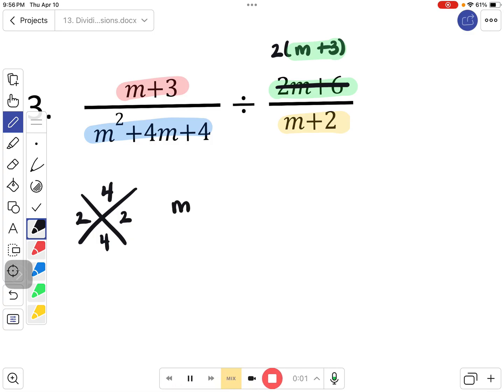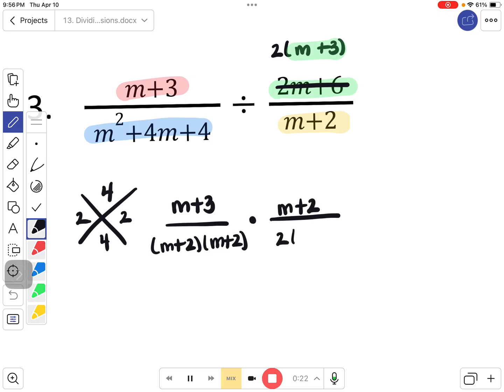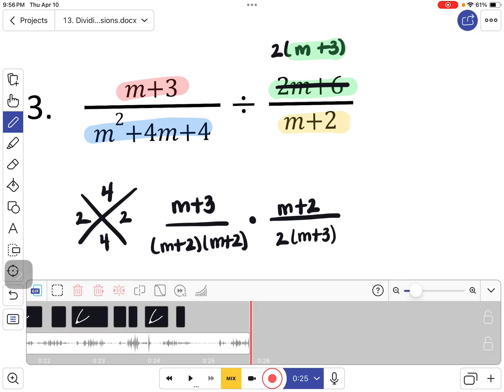So I have m plus 3. That's not going to change. On the bottom, I'm going to have m plus 2 and m plus 2. I'm going to change my division to multiplication, and now I'm just going to flip-flop top and bottom. So my m plus 2 is going on the top, and my 2m plus 3 is going on the bottom.